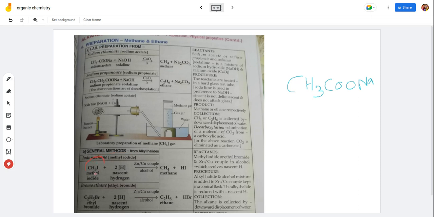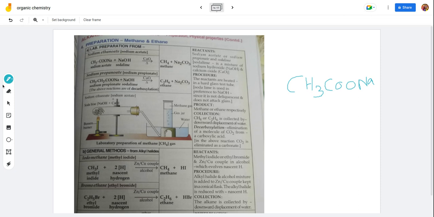Now another general method is from alkyl halide. That is alkyl halide: methyl iodide and ethyl bromide. From methyl iodide and ethyl bromide, you can prepare methane and ethane respectively. Ethyl bromide will react with the reagent. What is the reagent? You have to add zinc and copper couple in alcohol. This one will evolve the nascent hydrogen. The alkyl halide is reduced with the nascent hydrogen.